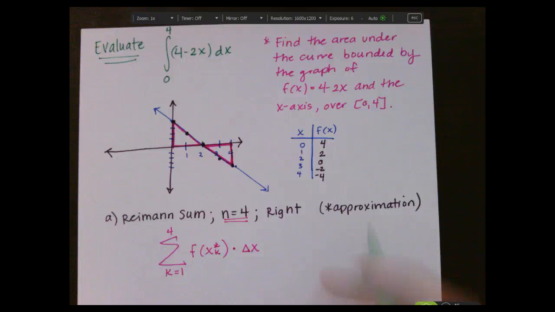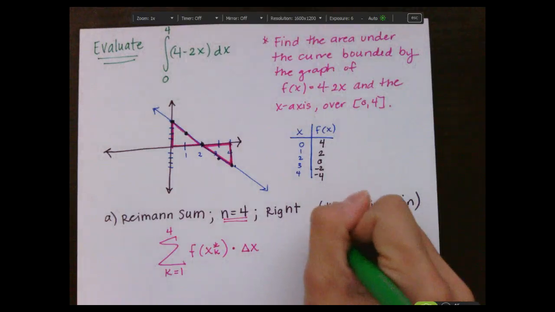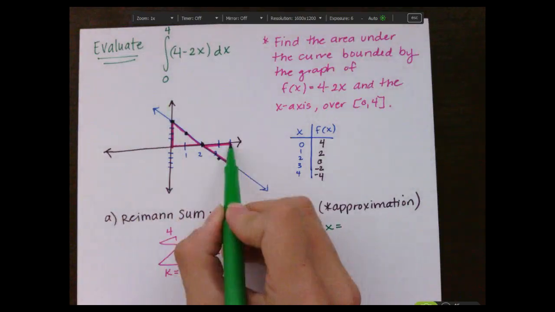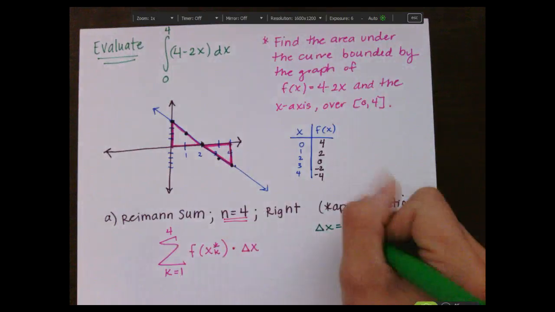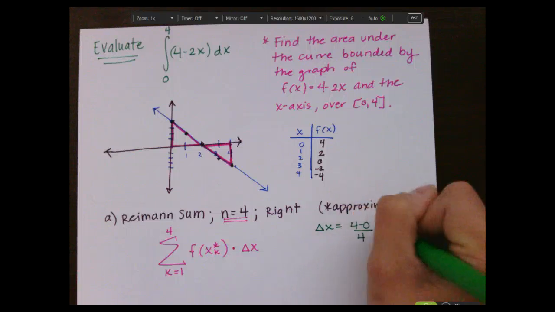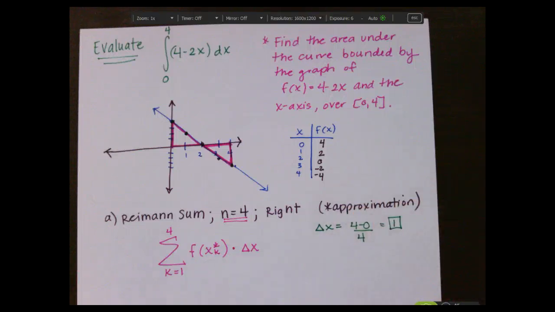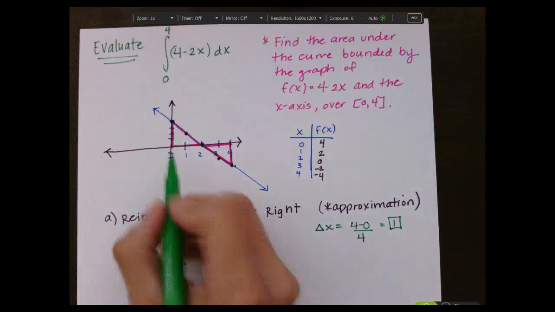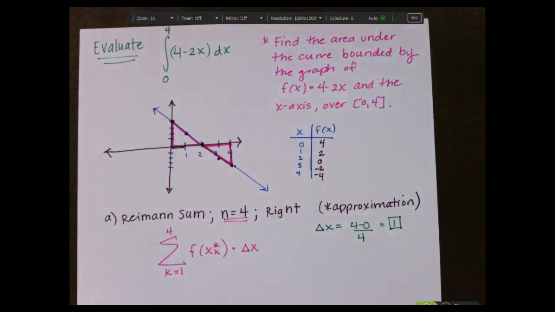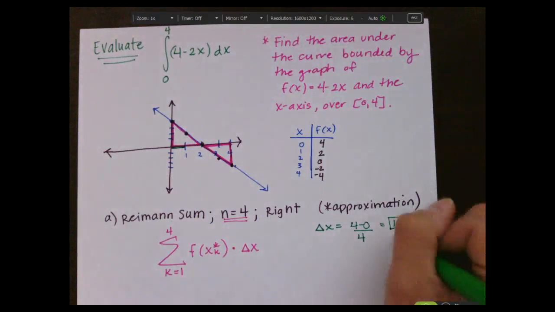So let's calculate some things to start. Delta x, the length of each subinterval. So I'm going from 0 to 4, that's my total interval, and then I want 4 rectangles. So if I take 4 minus 0 and divide it by 4, I'll get a delta x of 1, meaning every single partition or every single subinterval is going to have a length of 1, and every single rectangle is going to have a base of 1.